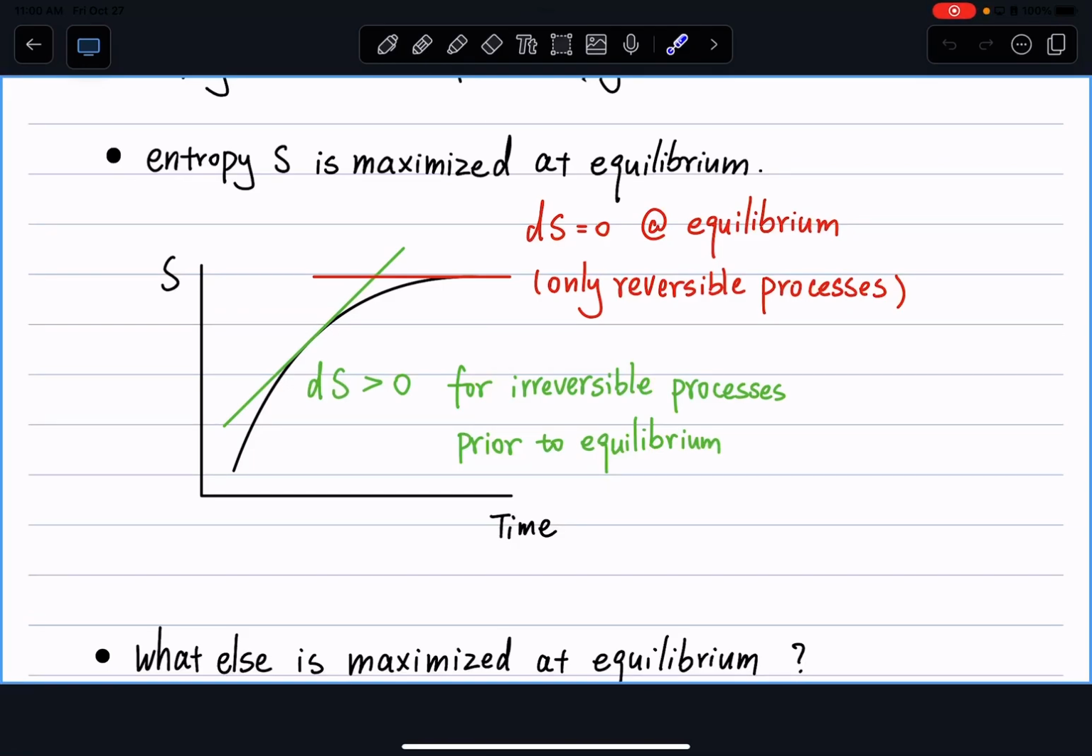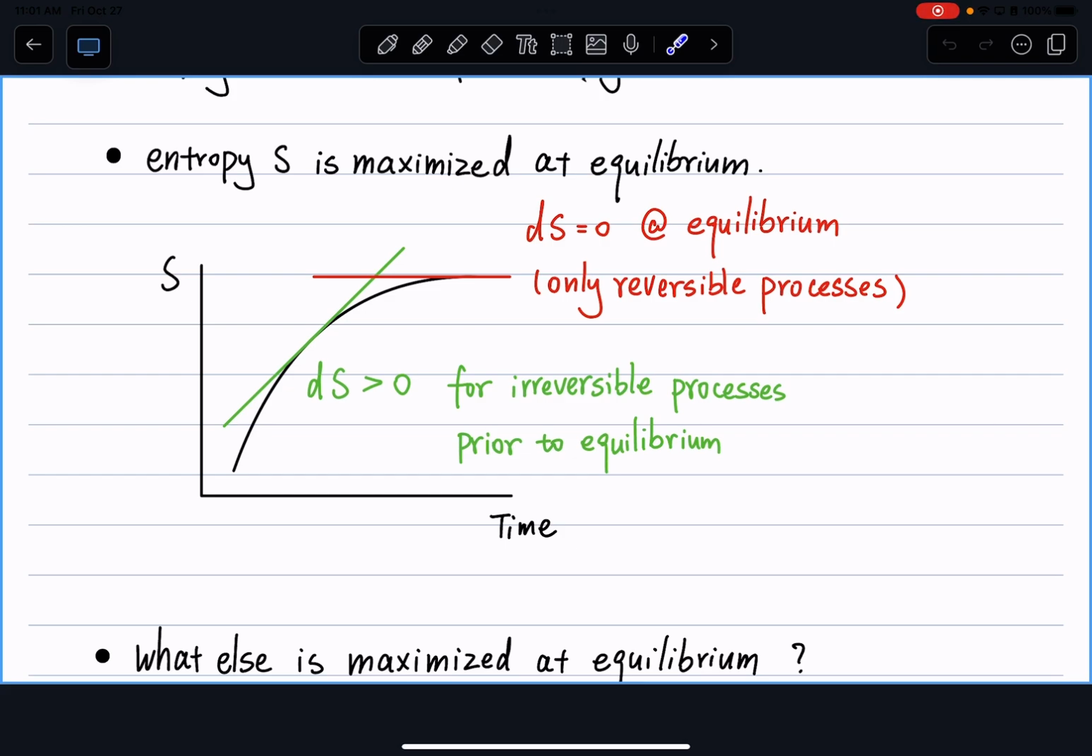So now the question becomes, what exactly is entropy? I dropped this question at the end of our last lecture. Just think about it. We know that entropy is maximized at equilibrium. And what else is also maximized at equilibrium?